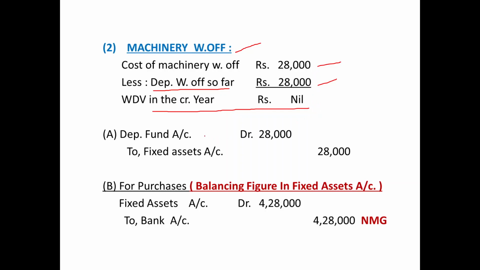Journal entry. Depreciation fund account debited 28,000 to fixed assets account credited 28,000. This 28,000 would have been included in the opening balance of depreciation fund.